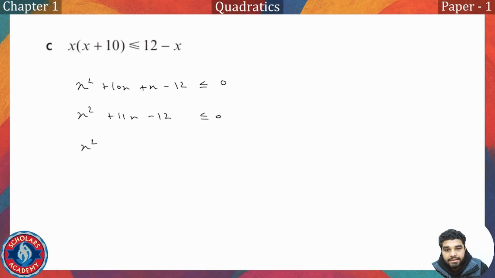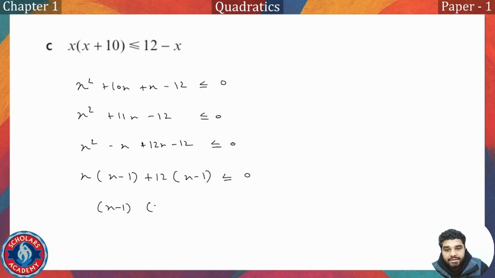So x square minus x plus 12x minus 12 is less than or equal to 0. We take x common, x minus of 1, and we take 12 common, x minus of 1 is less than or equal to 0.